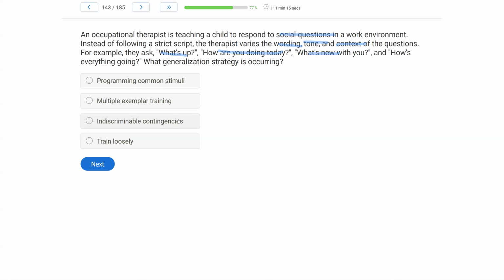And then, of course, indiscriminable contingencies has to do with hiding when the consequence is available, but we're not talking about the reinforcement that is going to be delivered. We're specifically talking about these exemplars that are being trained by this occupational therapist.